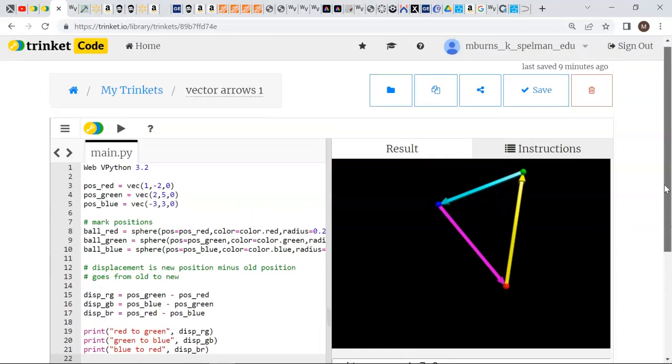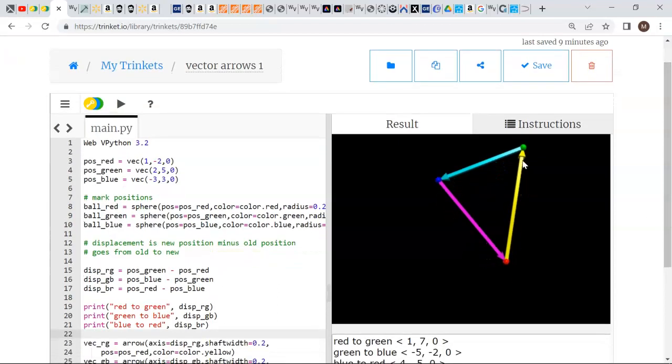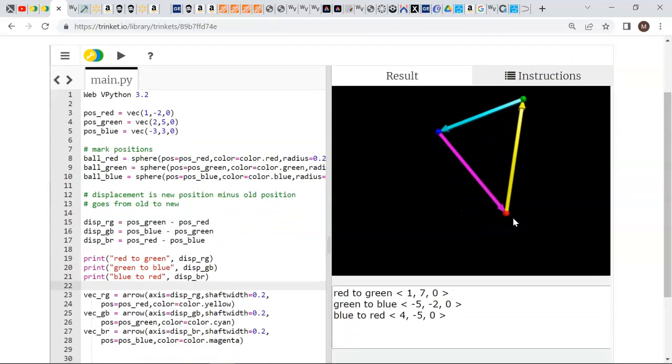Continuing where we left off with representing displacement vectors by arrows. We marked positions with balls. We calculated the displacement that takes you from one position to another. So, for instance, line 15 calculates the displacement that takes you from red to green, so it's green minus red, new minus old, and that is represented by the arrow given the name VEC_RG.